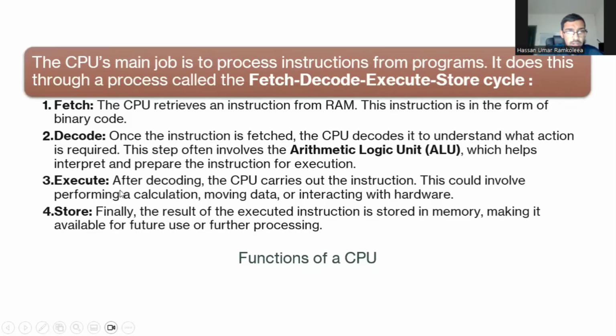And we have the third one, execute. After decoding, the CPU carries out the instruction. This could involve performing a calculation, moving data, or interacting with hardware. And the fourth one is store. Finally, the result of the executed instruction is stored in memory, making it available for future use or further processing.